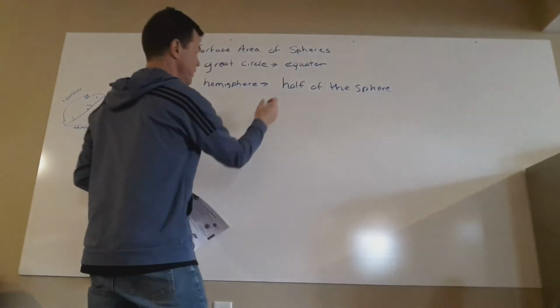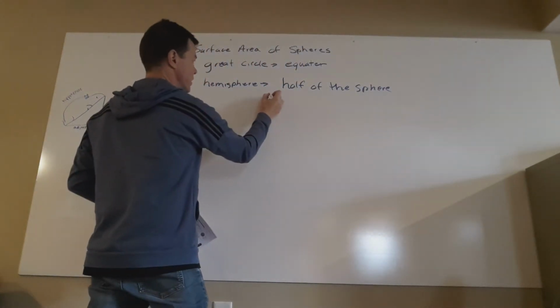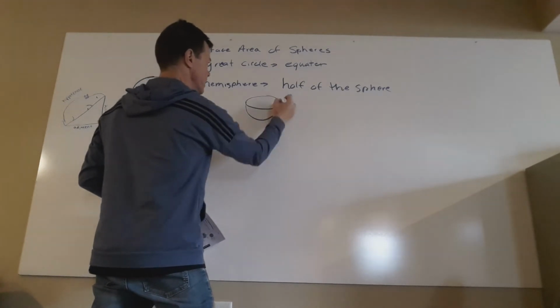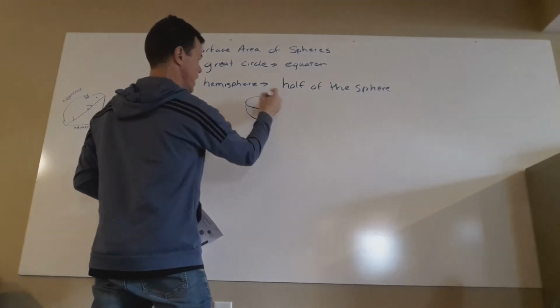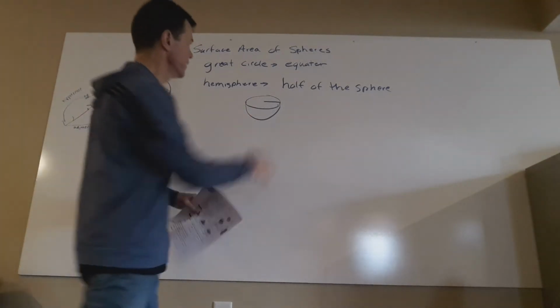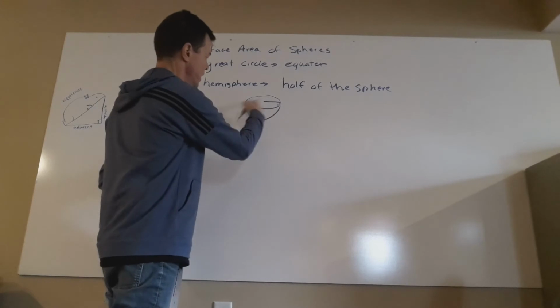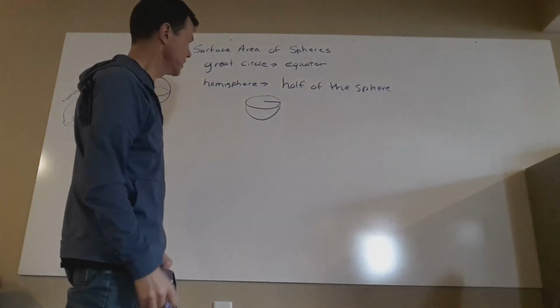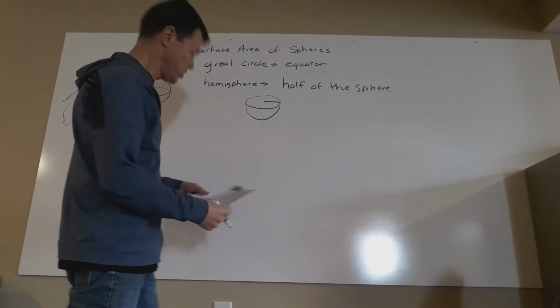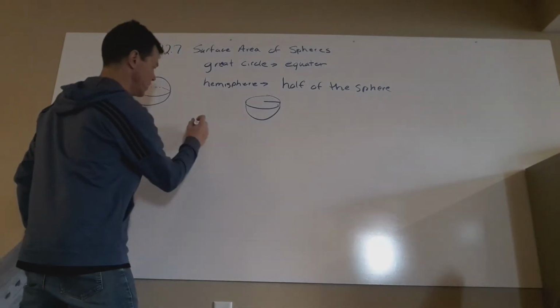If you got half of a sphere, you would have this top piece. It's just like taking a ball and cutting it right in half: you have this flat surface, and then the rest of the half of the ball. So anyway, surface area of a sphere, here is our formula.